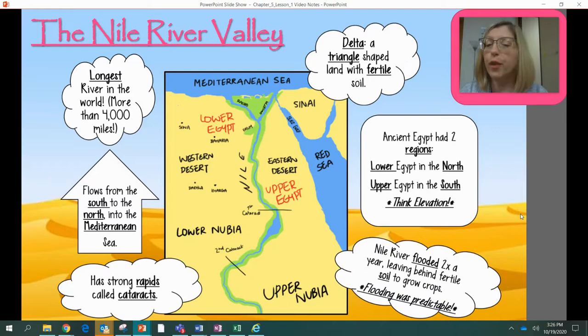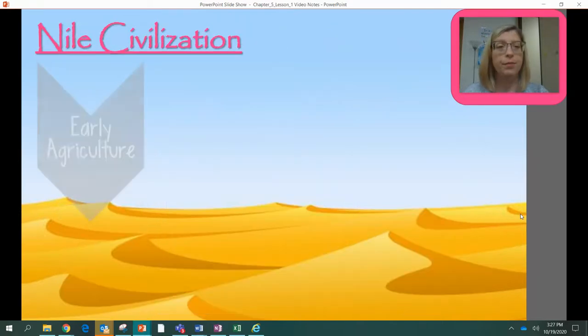The Nile River flooded 2 times a year, leaving behind fertile soil to grow crops. The flooding was very predictable. In Mesopotamia, you got used to the violent, unpredictable flooding. But in Egypt, they figured out that it was predictable because it only came 2 times a year. Okay? So now we're going to move on.